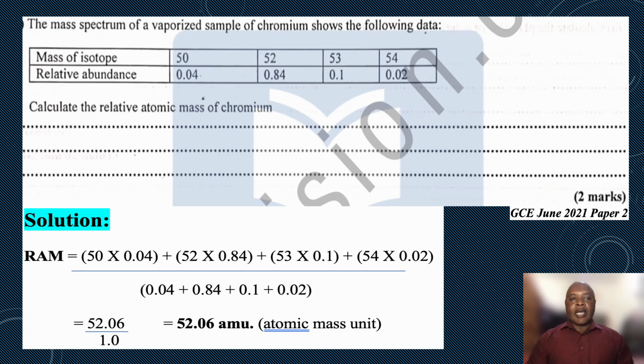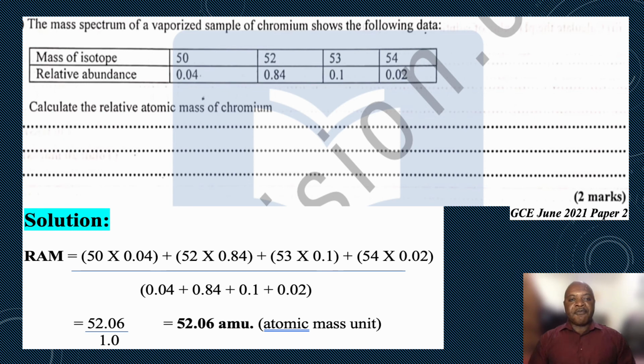The last section: the mass spectrum of a vaporized sample of chromium shows the following data. We have the mass of the isotope: 50, 52, 53, 54. The relative abundance: 0.04, 0.84, 0.1, 0.08, 0.02. Calculate the relative atomic mass of chromium. Yeah, that was last year's question. You'll see that it is very simple, as I told you.